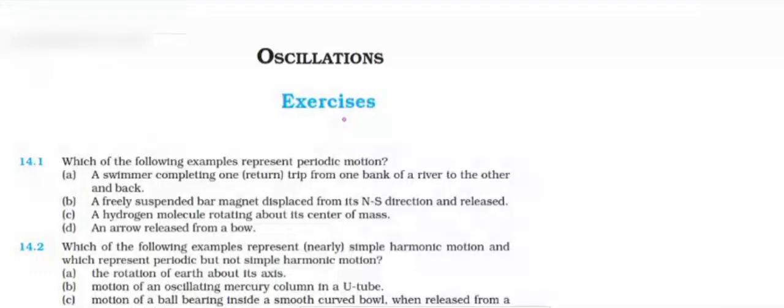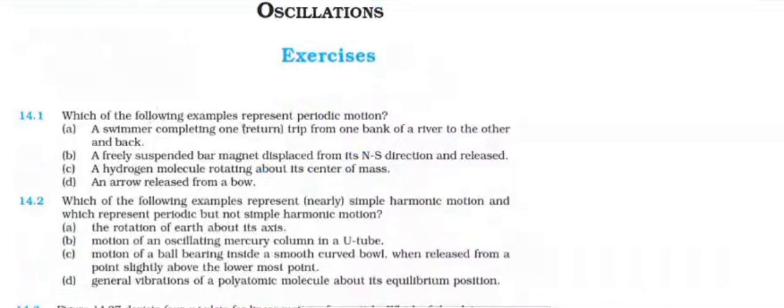Exercise questions of the chapter Oscillations. Question 1. Which of the following examples represent periodic motion? A, a swimmer completing one trip from one bank of a river to the other and back. Okay, that is not a periodic motion.